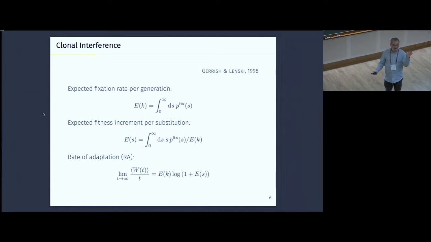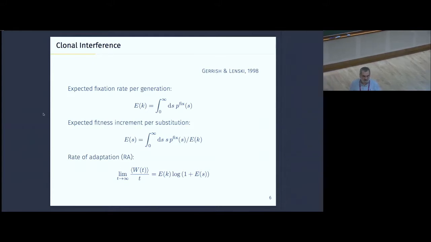The change in the Wrightian fitness is given by 1 plus ES, and therefore the expected change in the log of the Wrightian fitness is log of 1 plus ES. That's all, and sorry, I forgot this log here. K is the number of substitutions per generation, and EOK is the expected number, the average number of substitutions per generation, which is usually a small number.